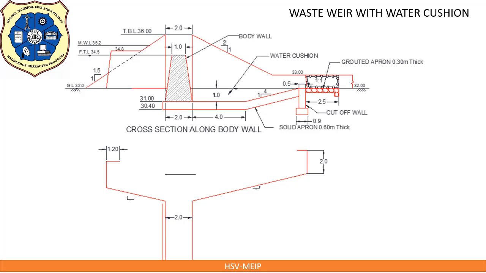Now mark bottom width of abutment 2 meter by drawing horizontal line. From here to here it is abutment. Draw inclined line of length 1.2 meter at 90 degree to the sloping line. And similarly draw one more inclined line from this point equal to 2 meter, which represents the bottom width of abutment. Like this. Join these 2 inclined lines.